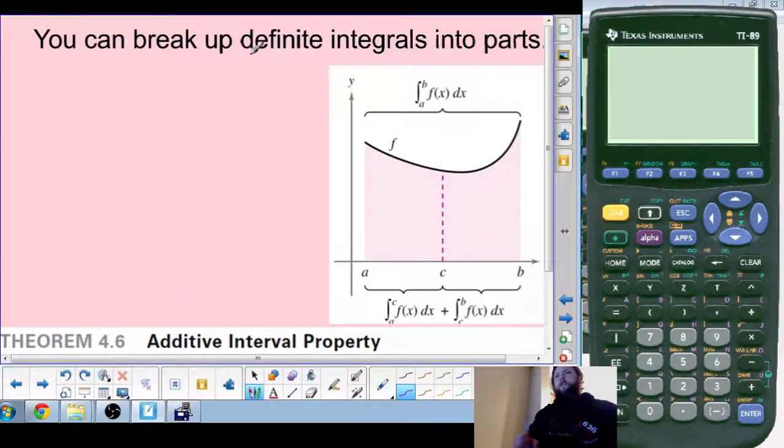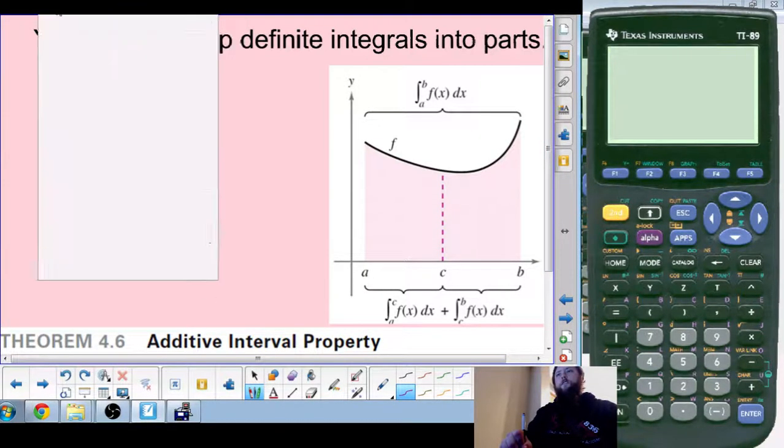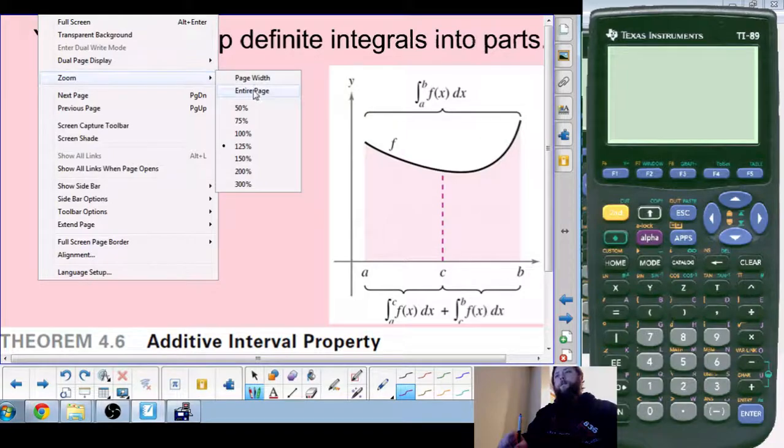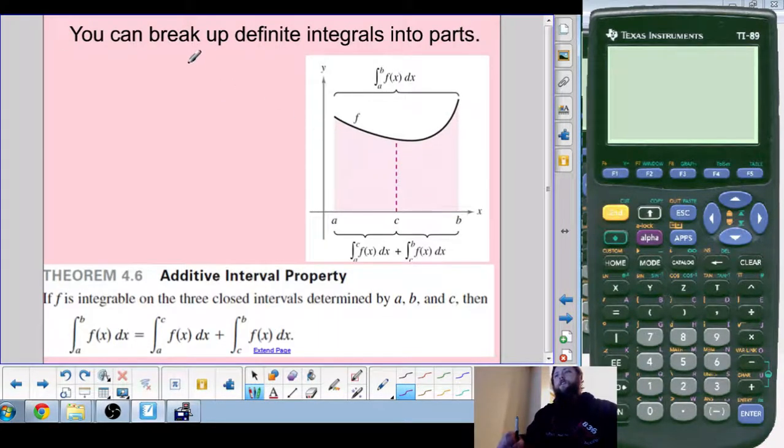Hope you could see that. You can break up definite integrals into parts. So we have a picture of a graph. I'm going to change the view on this. This is way too hard to see. Entire page. Okay, so you can break up a definite integral into parts.